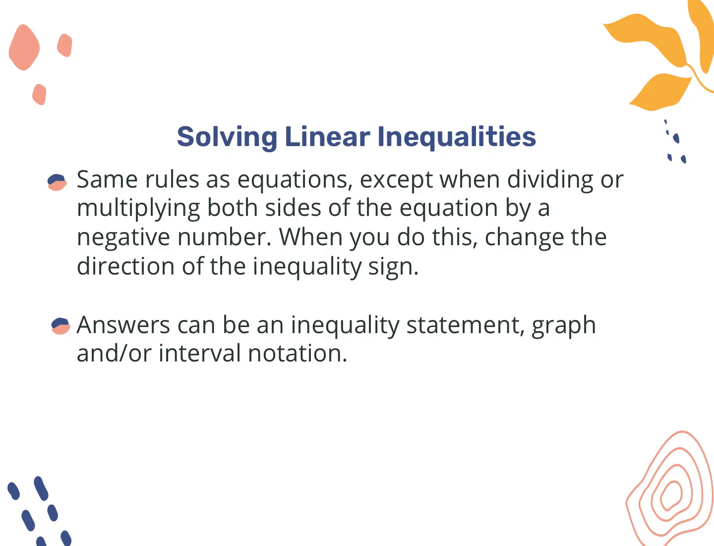For example, if I have negative 2x is less than 10, you would divide both sides by negative 2, and then you would get x and then a negative 5, but the direction of the symbol would flip. So it would become x greater than negative 5. That's just an example. We divided by a negative.